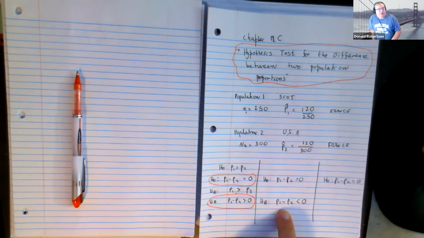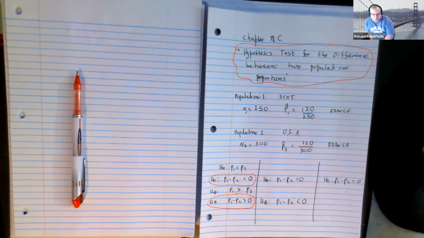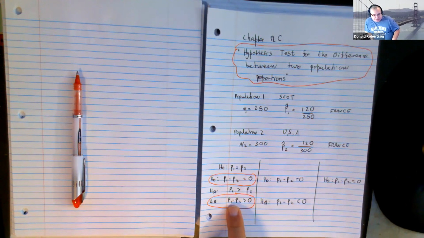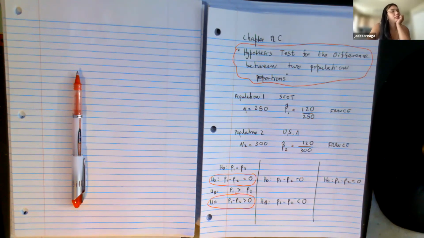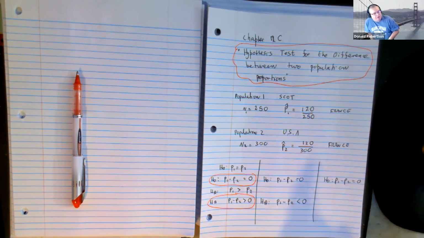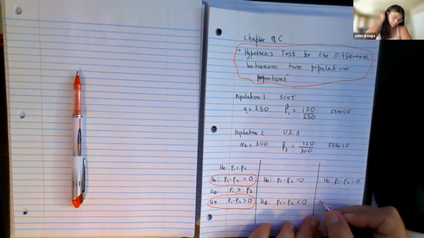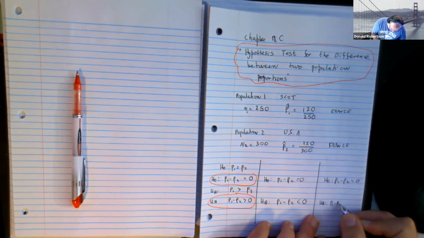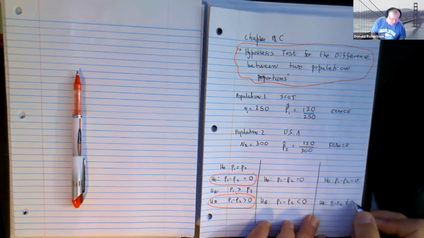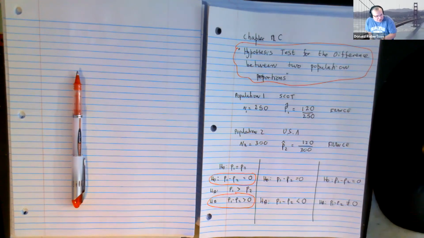What would that represent? If this means the first population has a bigger answer than the second population, what would this mean? The opposite. The first population has an answer that's less than the other one. Now, you can pretty much figure out that the last one of the three is going to be that they're just different, right? They're not the same as each other.